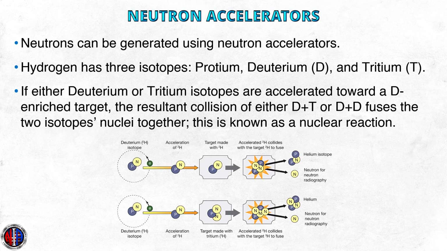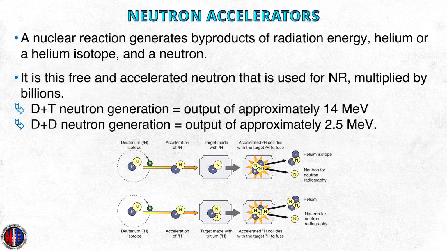Neutron accelerators. Neutrons can also be generated using neutron accelerators. Hydrogen has 3 isotopes: protium, deuterium, and tritium. If either deuterium or tritium isotopes are accelerated towards a deuterium-enriched target, the resulting collision of either deuterium and tritium or deuterium and deuterium fuses the two isotope nuclei together. This is known as a nuclear reaction. A nuclear reaction generates byproducts of radiation energy, helium or helium isotope, and a neutron. It is this free and accelerated neutron that is used for neutron radiography.